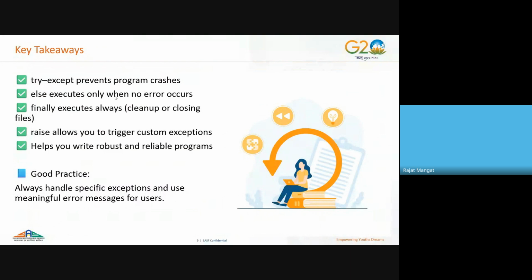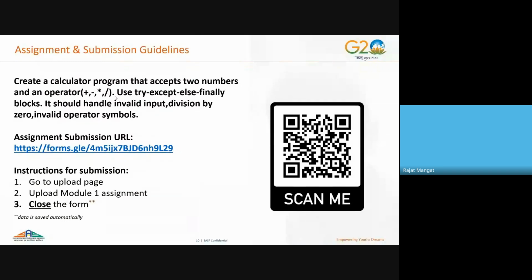Now, here is the assignment which you have to do. Create a calculator program that accepts two numbers and an operator: plus, minus, multiply or divide. Any one of them can be your user input. You should use try, except, else and finally blocks to handle invalid input, basically errors, division by zero, ZeroDivisionError, and invalid operators. Okay, you have to calculate using try, except and finally blocks, and you have to upload that assignment on this Google form.